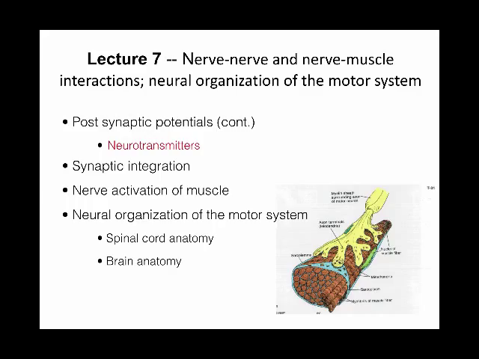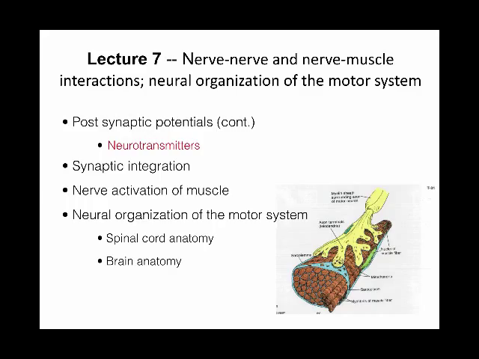We're going to bring to bear our knowledge of basic neurobiology in considering the nervous system activation of muscle, in particular, how the neuromuscular junction gets activated. And then we'll move to our new unit, which really is the rest of the course, talking about the neural organization of the motor system, and talking today mostly about anatomy in the spinal cord and brain.